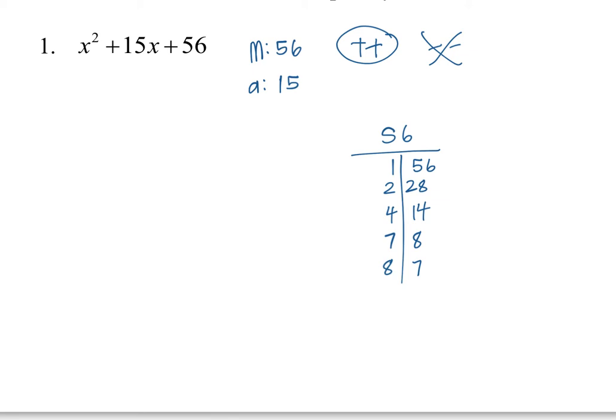Now, here's the other thing. Sometimes you will get so good that you don't have to write all these factors out every single time. You may be able to look and say, oh, 56, well, 8 and 7 multiplied to give me 56, and they have to give me 15. So you may eventually get to where you don't have to write that out. But you already heard me say it. 8 and 7 meet both those criteria of multiplying to give you 56 and adding to give you 15.